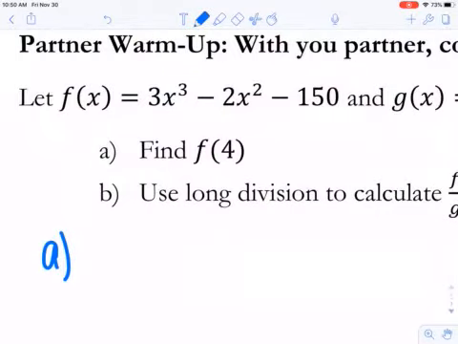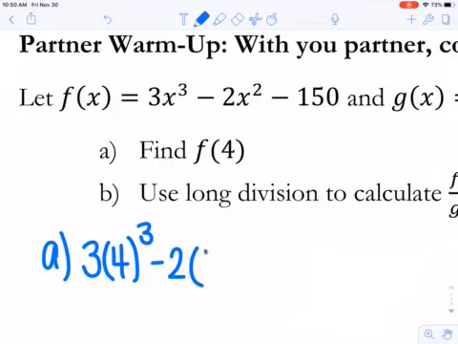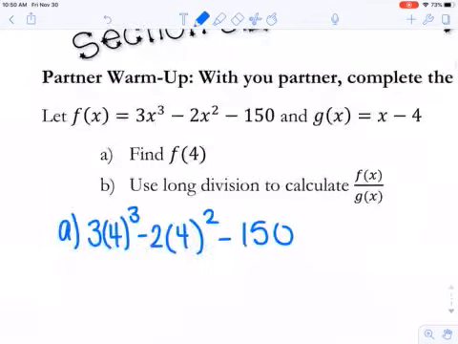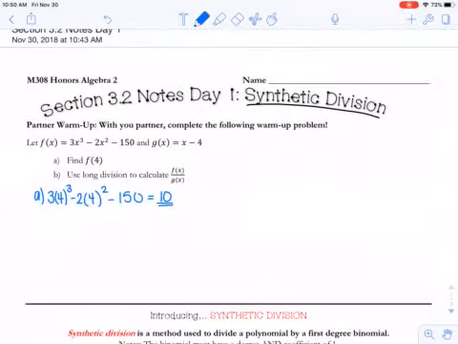So this is our warm-up. We're going to plug in 4 when we find f of 4. Minus 2 parentheses 4 quantity squared minus 150. Excuse me, plug and chug that into the calc, and we get 10. So this is a warm-up right there of plugging in and evaluating.